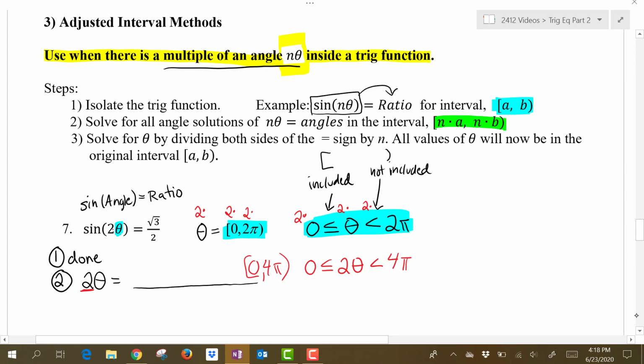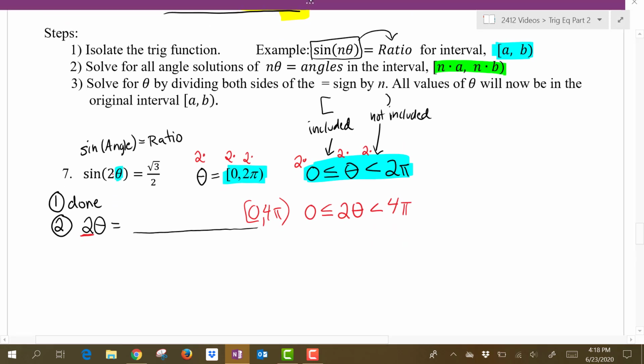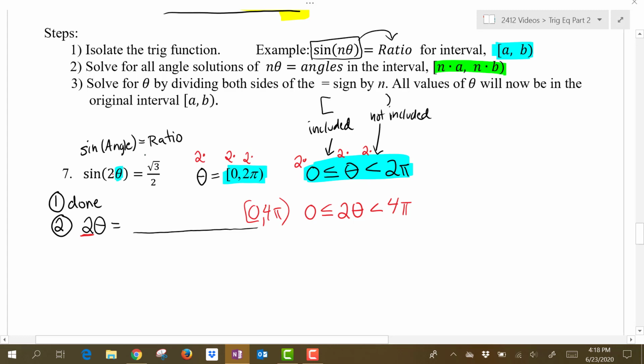Alright, so step 2 is saying to solve for that multiple of that angle within the adjusted interval. Let's see what that looks like. First thing we want to do is think back to the ratio. So our ratio is a positive ratio, square root of 3 over 2. So in order to solve, we still have to do a quadrant check and reference angle family. Quadrant check, we're looking at a positive ratio for sine, so that's going to come from quadrants 1 and 2. So there's our quadrant check. What's our reference angle family?